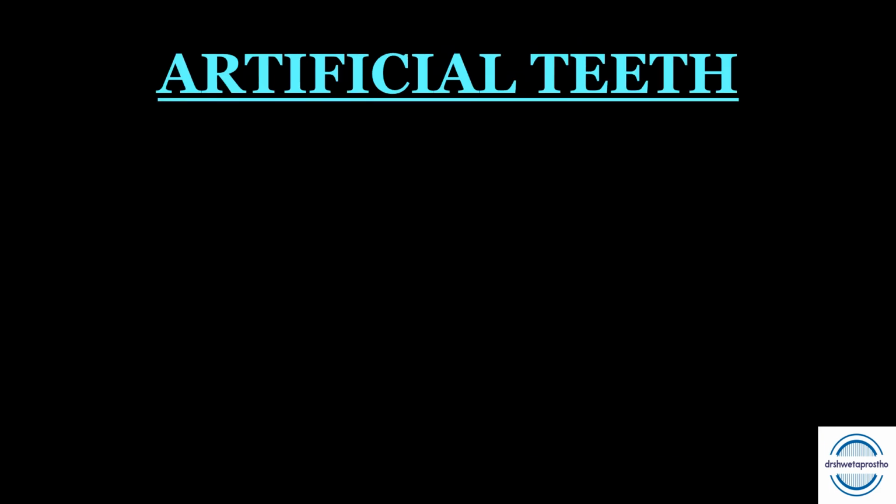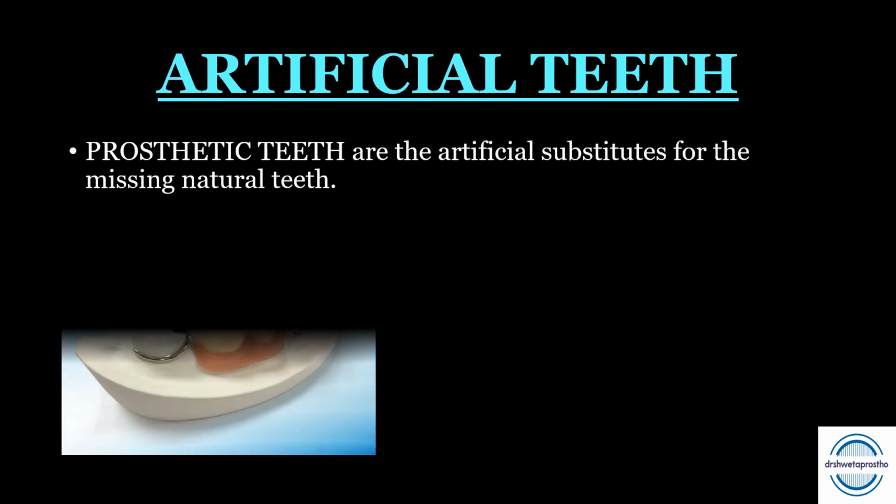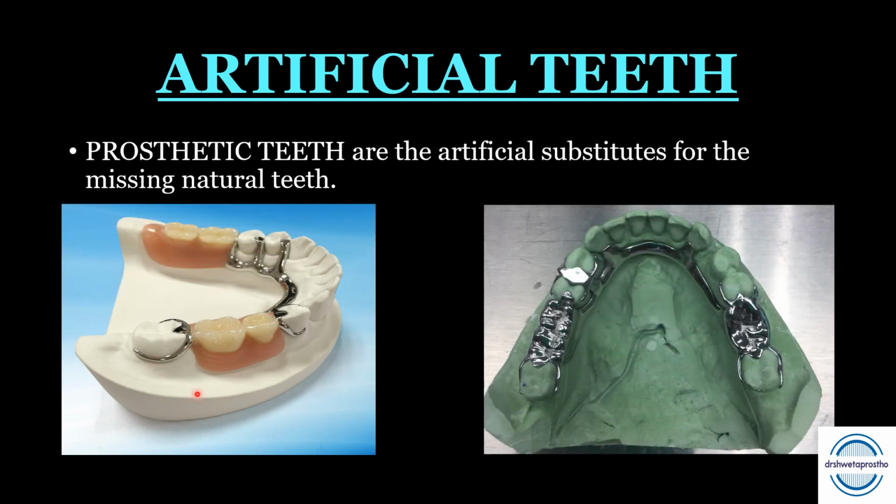Now we have the artificial teeth. Artificial teeth are the prosthetic teeth which are the artificial substitutes for the missing natural teeth. These can be made up of acrylic as we can see in this picture, or it can be metallic also, which are casted along with the framework.